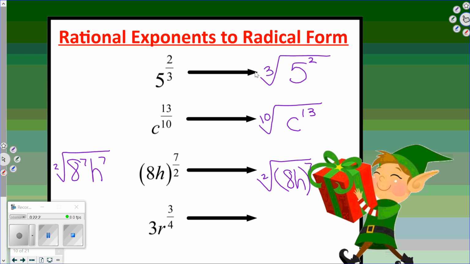How about 3r to the 3/4? I have a 4th root. What goes under there? Madi, say that again? Yes, the 3 goes on the outside, and r to the 3rd goes inside. Because again, the exponent on the 3, it's just the 1. It's not in a parenthesis, so it does not go to everything. Exponents only go to whatever they're right next to.